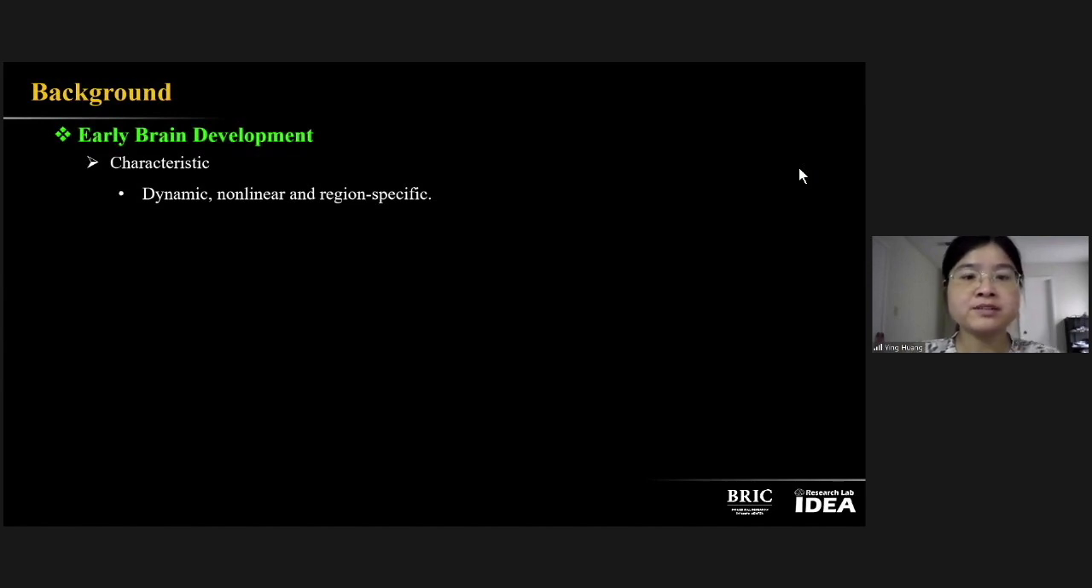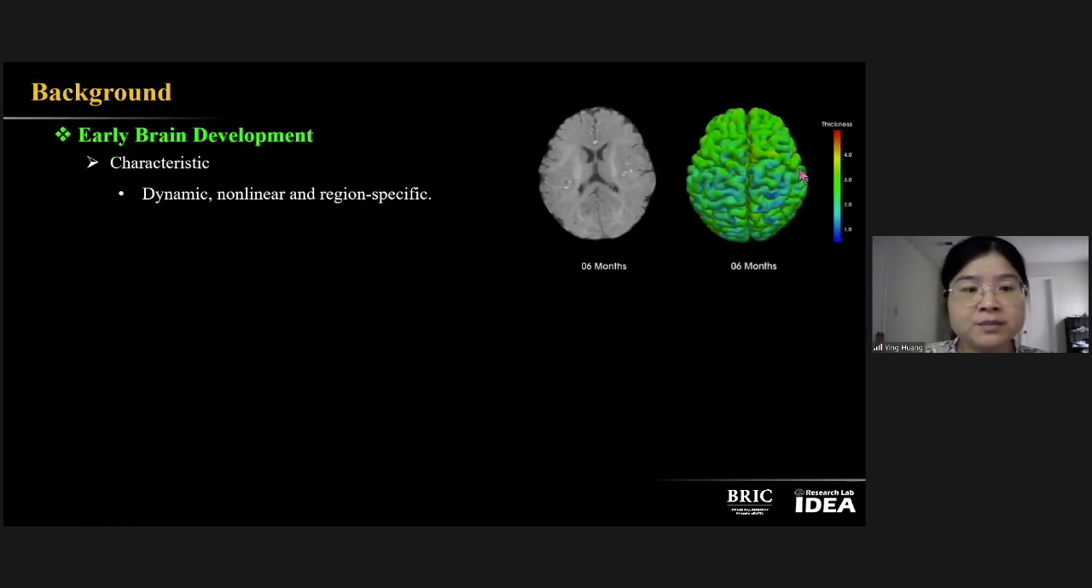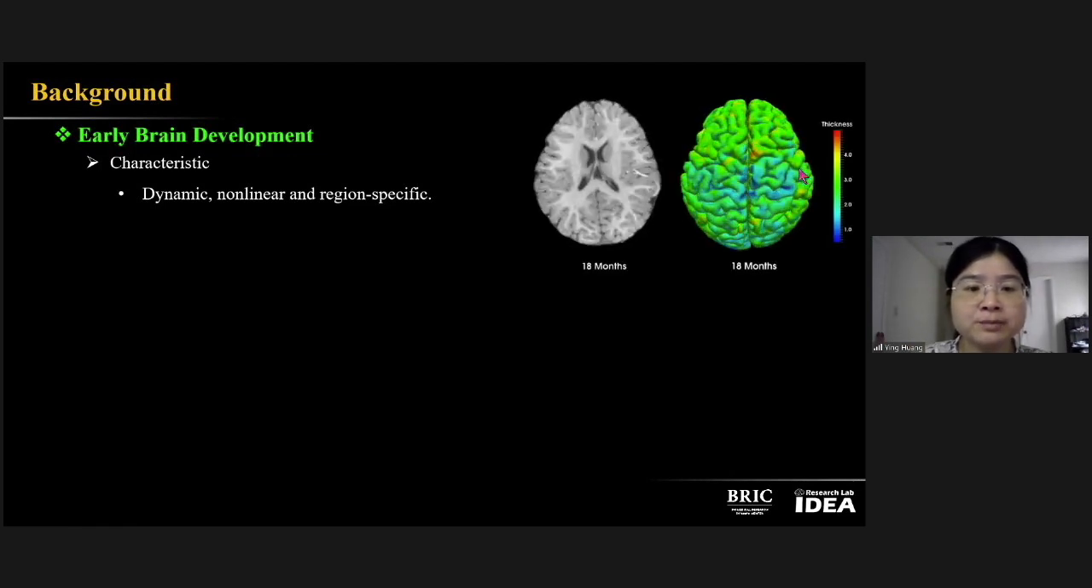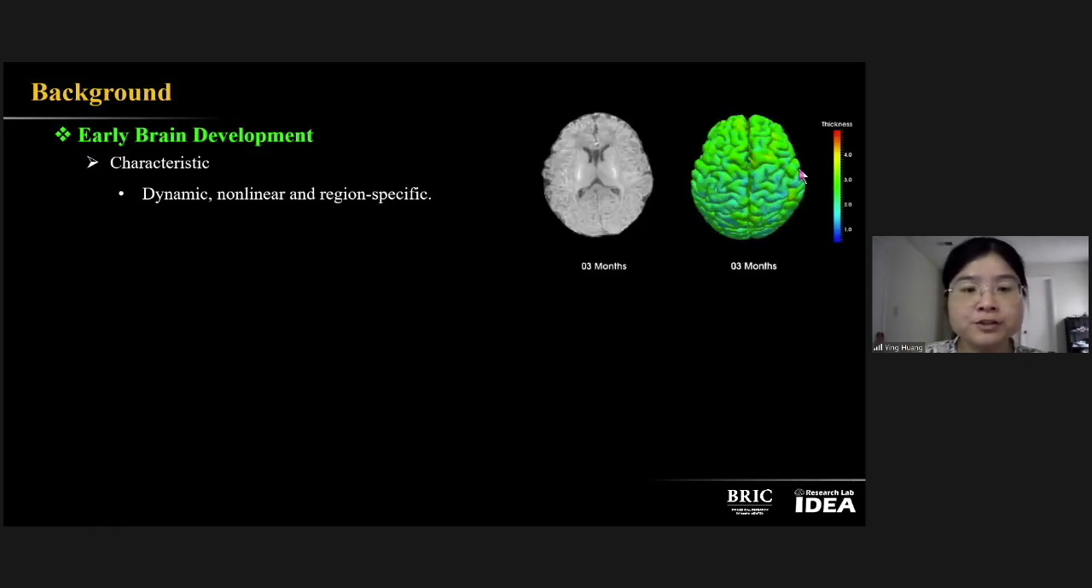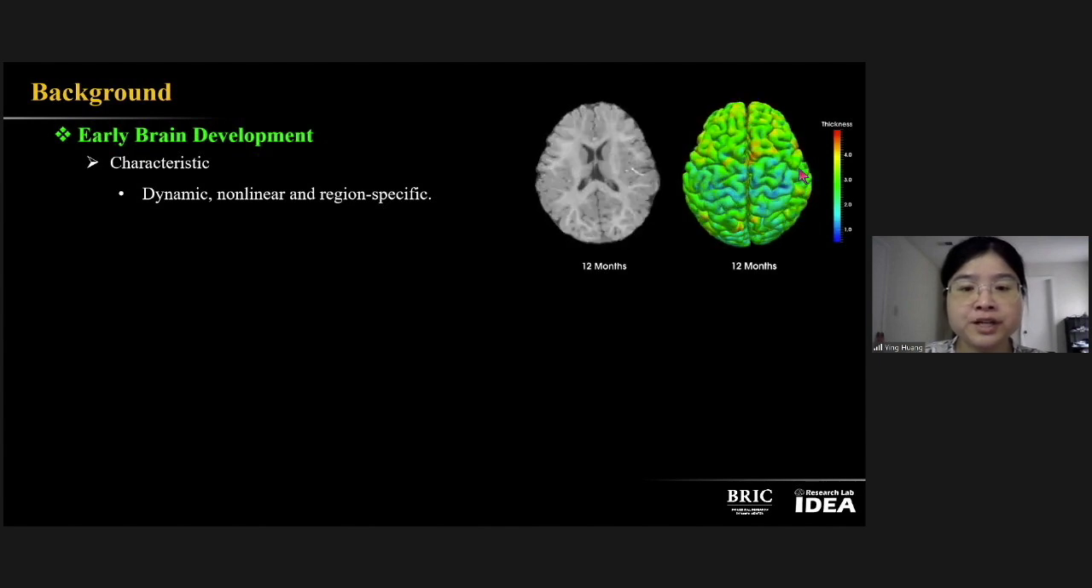Human brain development is a complex and long-lasting process that begins during the first 2 weeks of pregnancy and lasts until the end of adolescence. Evidence shows that early brain development is dynamic, nonlinear, and region-specific. The picture shows the dynamic development of cortical thickness from birth to 2 years old.